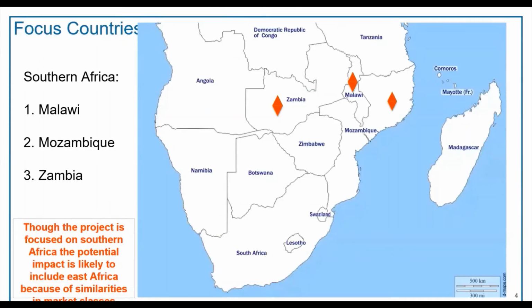So, like I said, the project is focused on 3 Southern African countries: Zambia, Malawi, and Mozambique. Although the focus is on these 3 countries, we anticipate the impact of the project to be much broader than these 3 countries, given that we are working on market classes that are preferred not only in Southern Africa, but also in East Africa.